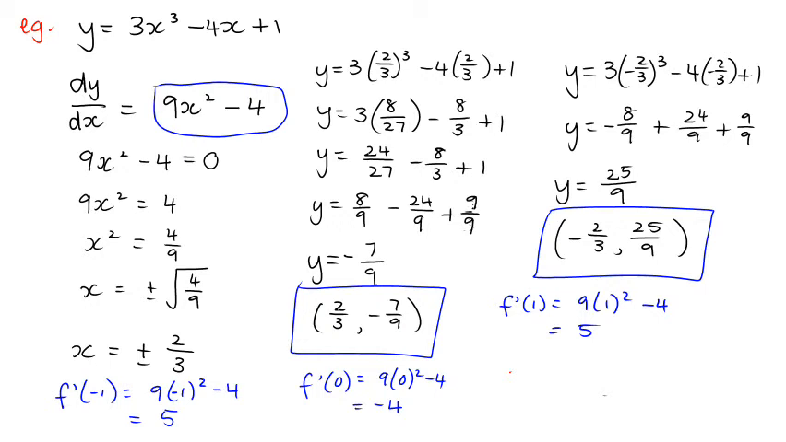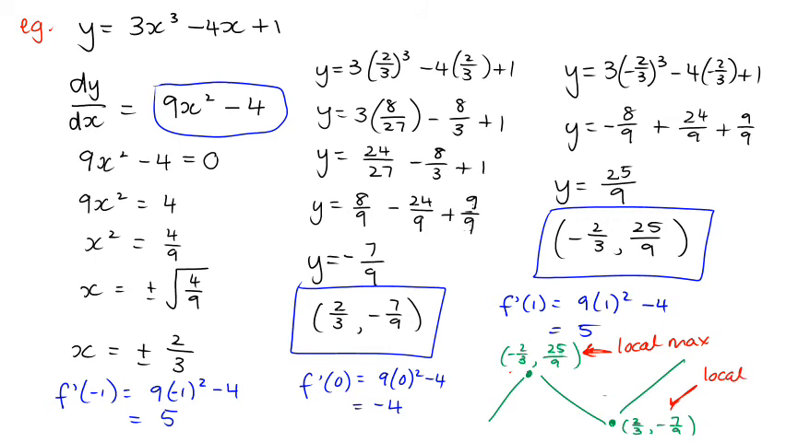So looking at our gradients, we start with a positive gradient, so it'll be going up that way. Then you'll have the first stationary point, that was this one. Then you've got a negative gradient, and then you've got the second stationary point, which was this one. And then you've got a positive gradient. So you can see straight away that this one here is a local max, and then this one here is a local minimum. That's pretty much all there is to it.